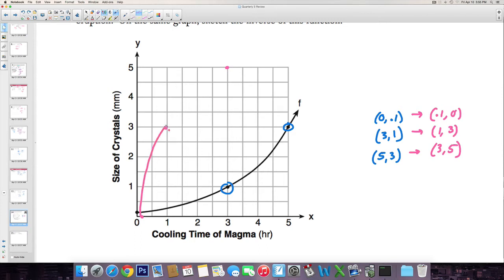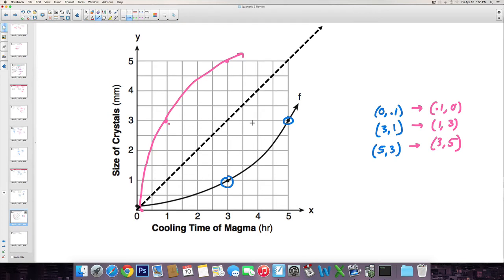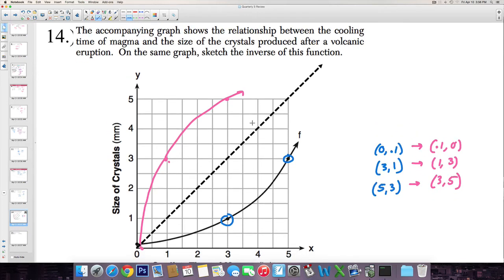And connecting that, it looks like this. And now remember, a inverse will be a reflection in the line x equals y, or y equals x. And let's just take a quick look. That looks like it was pretty much folded over, so looks correct. And let's just name this function f inverse. This was called f.